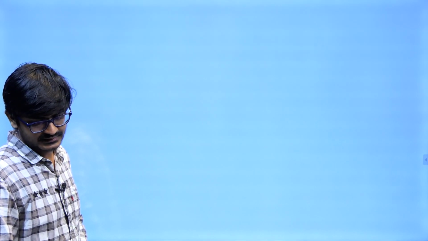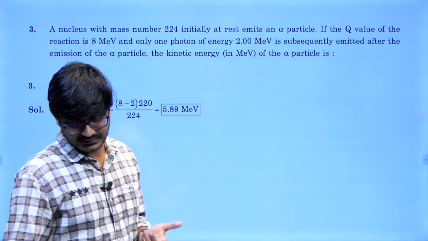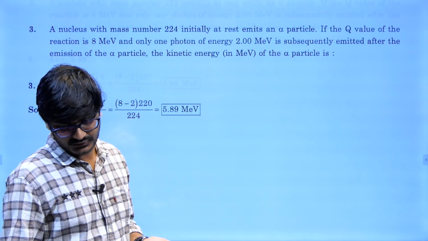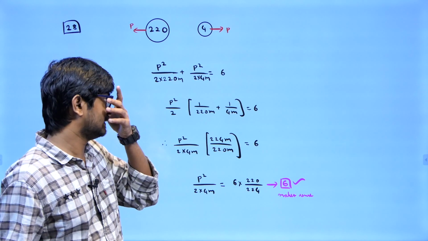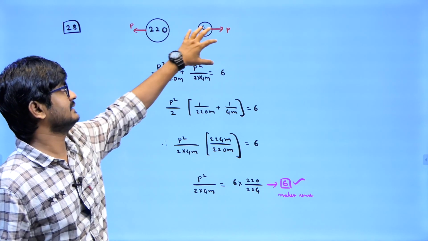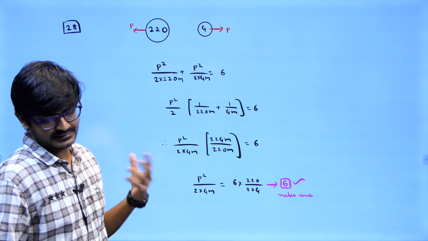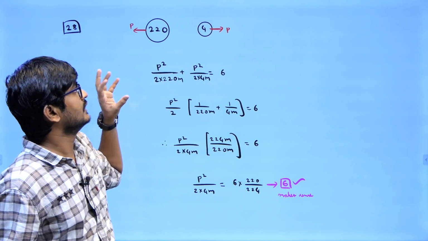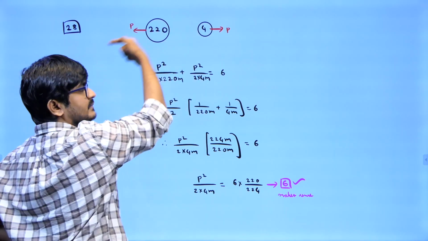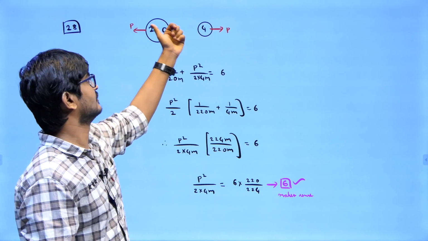So the next question goes like, a nucleus of 224 initially at rest emits an alpha particle. The total energy given is 8, out of that 2 is emitted later as a photon. So out of it 2 is gone as a photon. The meaning is the daughter nucleus and the alpha particle are going to take the rest of the energy, that is 6. So that is this kinetic energy. Now the initial momentum is 0, so after the reaction, if this momentum is p, then this momentum also will be p. Because of momentum conservation, I can say net momentum has to remain 0. The meaning is if this momentum is p, this momentum also has to be p.